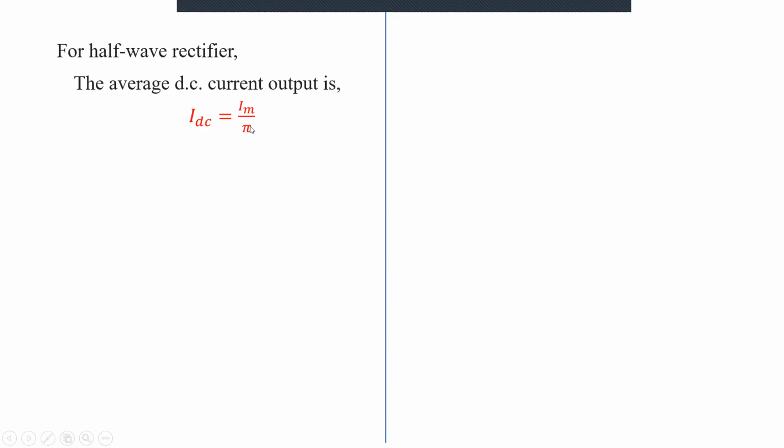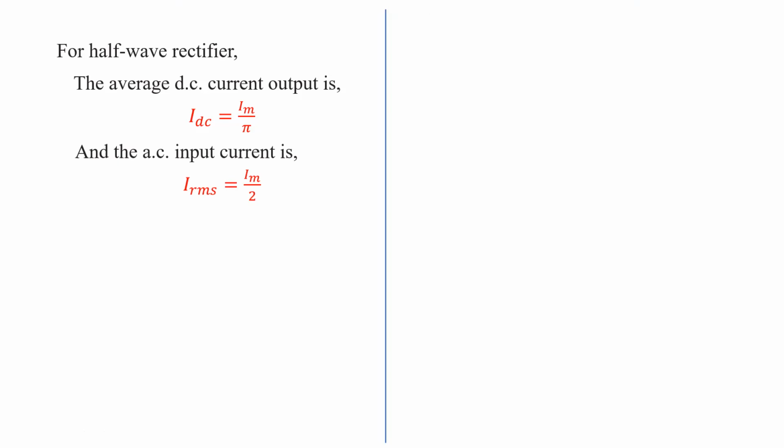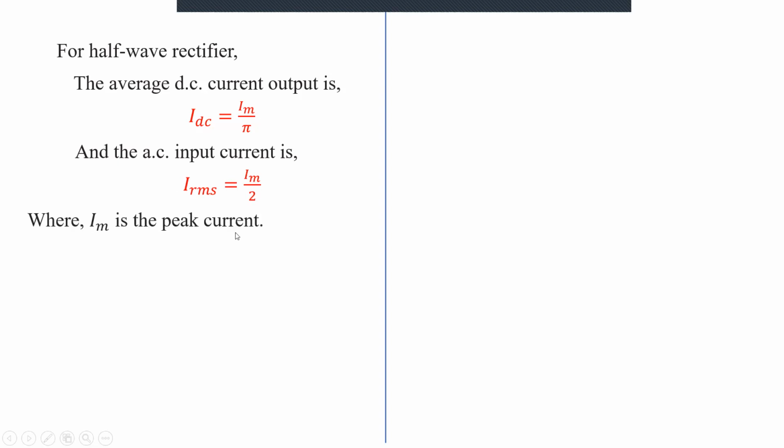Similarly, the AC input current is going to be Im divided by 2, because only half of the cycle is feeding as input. The negative half cycle is eliminated. That's why the RMS value of the AC given to the input is Im divided by 2. Here Im is the peak current, that is, the maximum current during the AC signal.